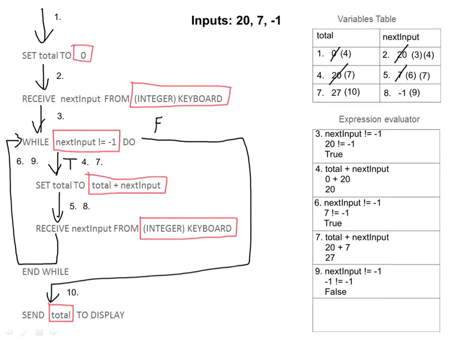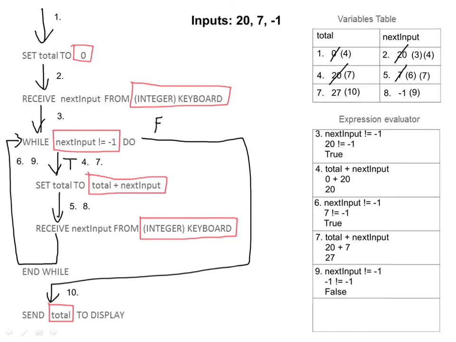So here we are at the final stage. We've followed the false down to step 10, and the last thing we have to do, the last statement we have to obey, is send total to display. So at step 10, we look at what's currently in total. In this case it's 27, so in this case 27 will be sent to the display.